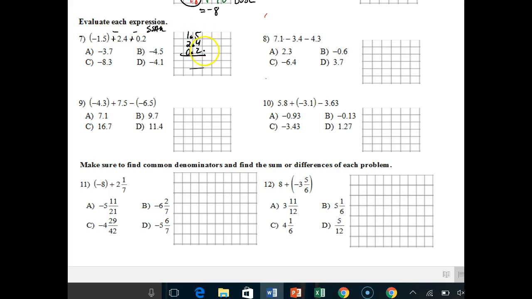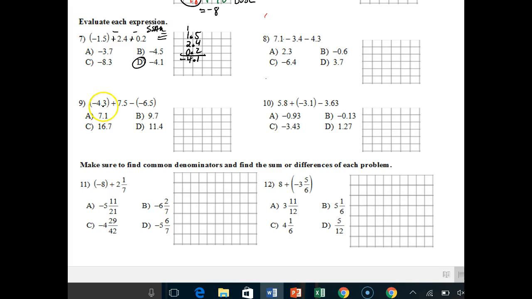5 plus 4 plus 2 is 11. Put down your 1, carry your 1. 1 plus 1 plus 2 is 4. 4.1, and it's not positive 4.1, it's negative 4.1 because they were all the same signs, so same signs, add and keep the sign, so negative 4.1. I would pause if I were you and do number 8.